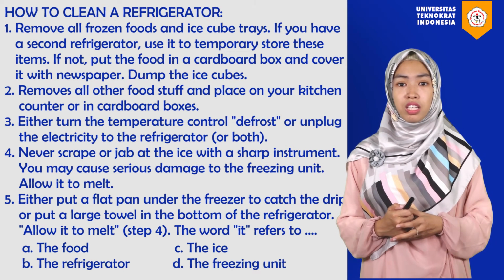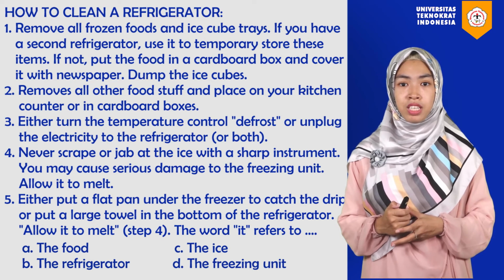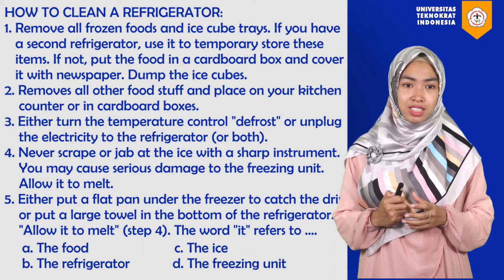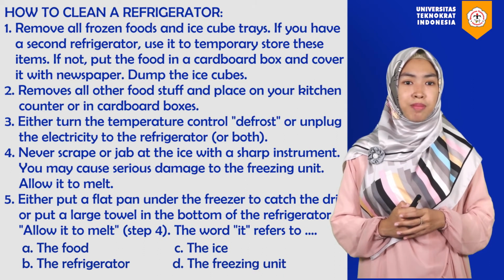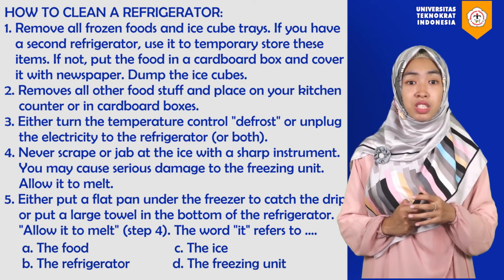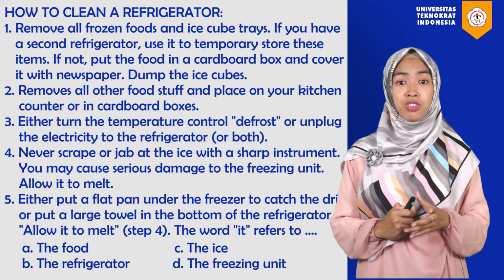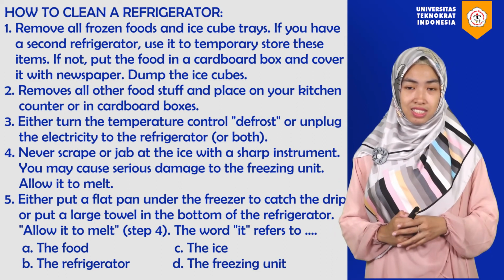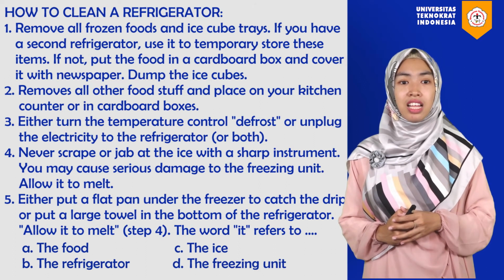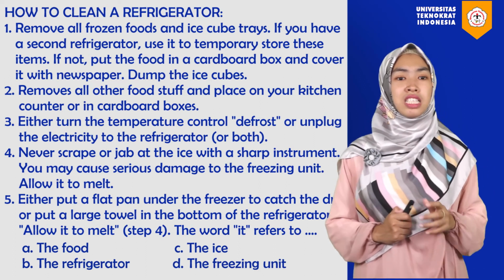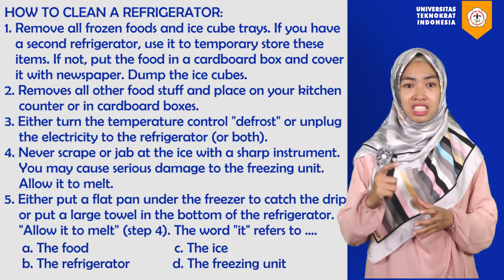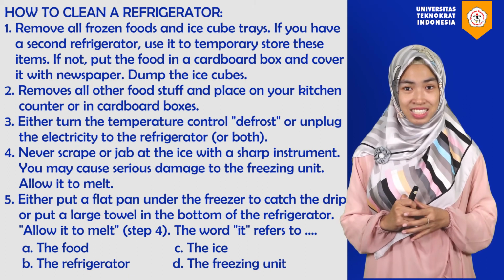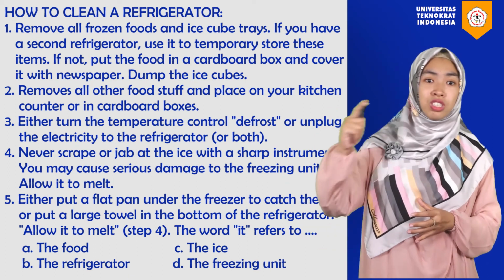So let's take a look. We find the words "allow it to melt" here, in the fourth step: never scrape or jab at the ice with a sharp instrument. You may cause serious damage to the freezing unit. Allow it to melt. So "it" in this sentence refers to, good answer, it is ice. It is clear that in the previous statement, never scrape or jab the ice. So it refers to the ice.